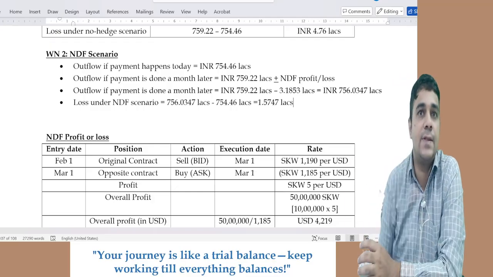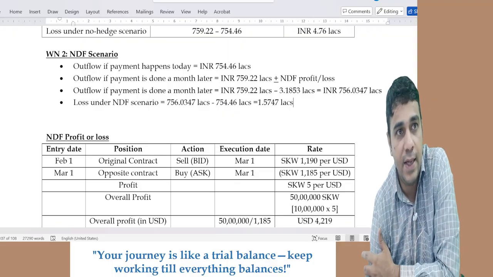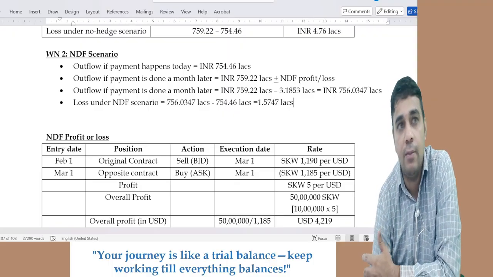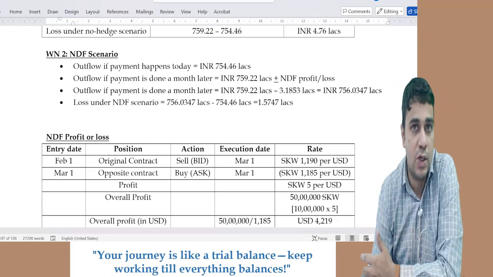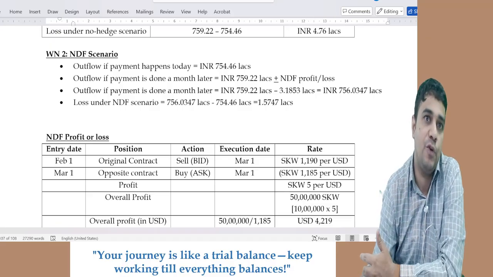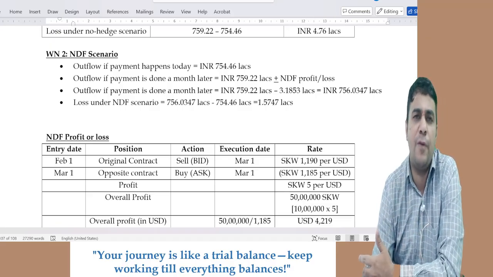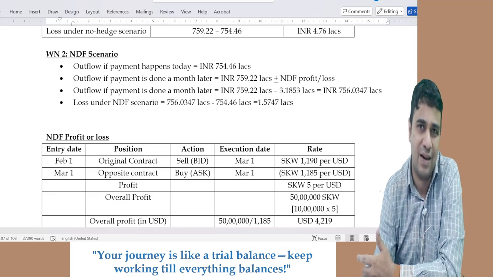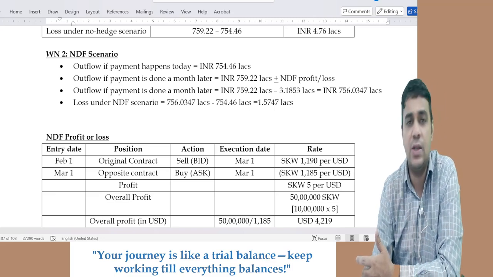This is as per the rates given in the question. What is NDF? It's futures. NDF is nothing but the same as futures. In futures, there will always be a spot settlement plus or minus futures profit or loss. On top of this, some margin money and other adjustments can come. That's not there in the question. Any doubts here? Clear?